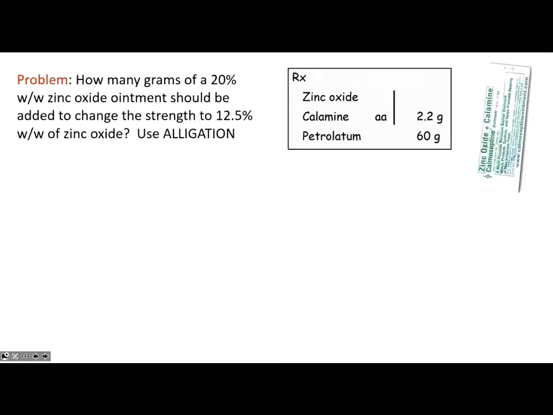So my first question to you is, what percent of zinc oxide is in this prescription? Did it tell it to us in the prescription? No. So we're going to have to figure it out. Our first step here would be to know, what is our starting concentration? I know I want a target of 12.5, and I know I'm going to use a 20 in this ointment, but I don't know what this ointment is. How much zinc oxide is in there?